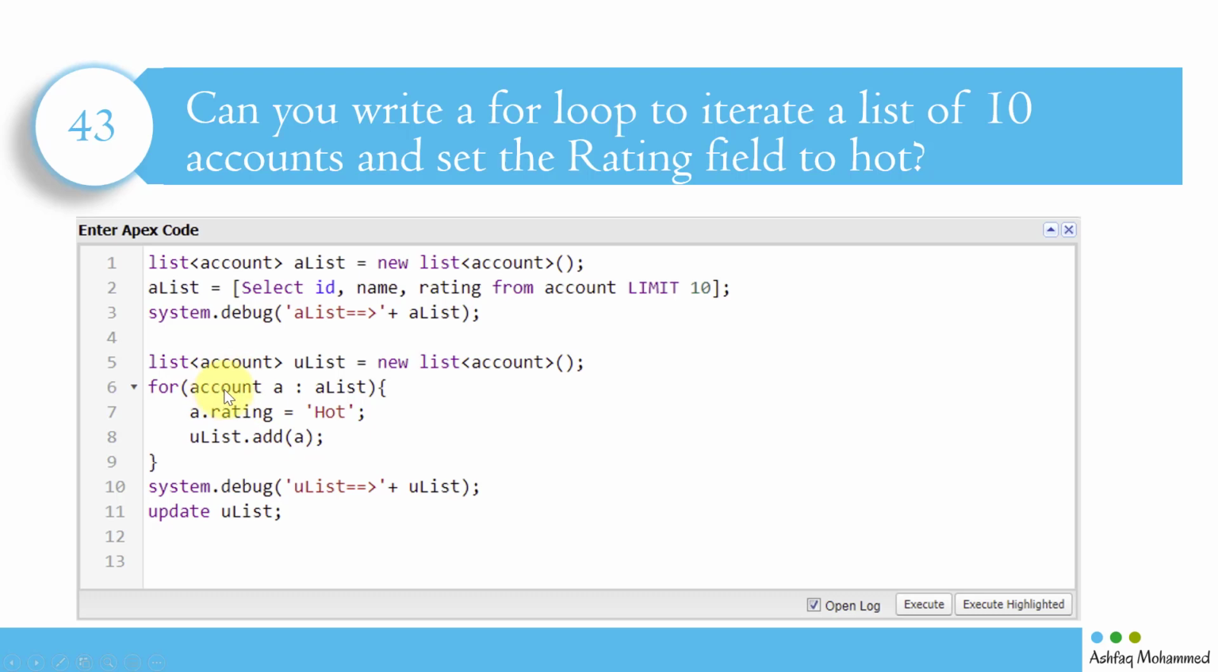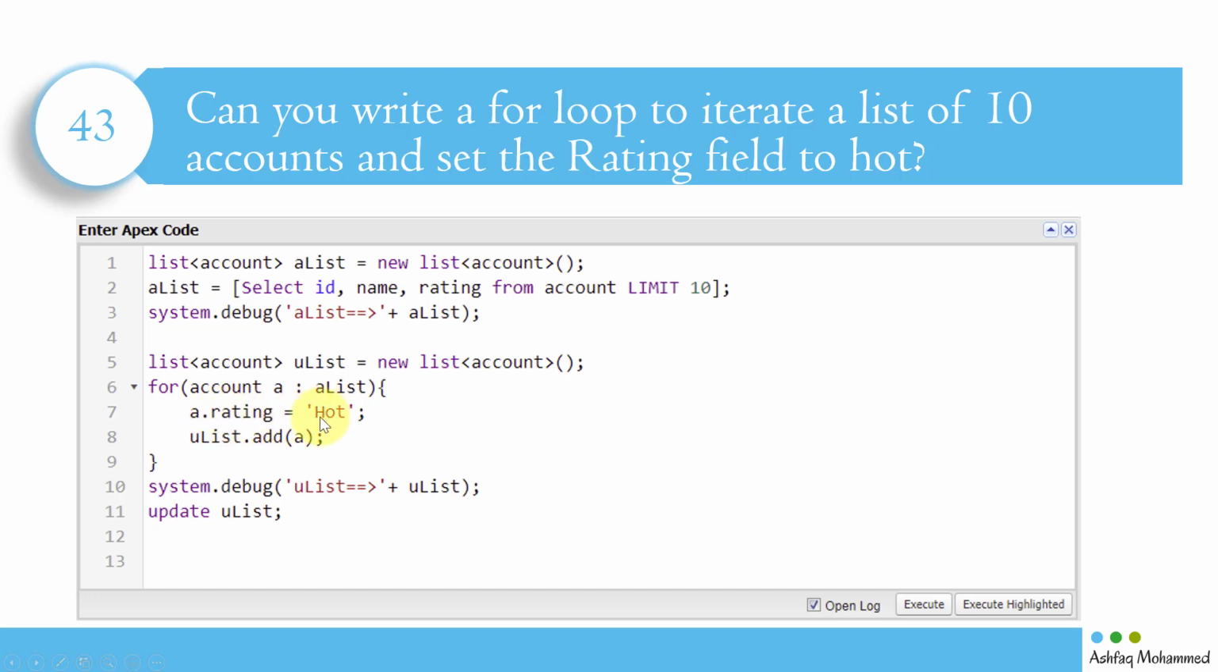Whatever this represents, okay? If this represents string, then you should start with String a, okay? If this is a list of integer, then this should be Integer i, okay? Whatever is over here, it should be similar to that, right? So because a list is of accounts, that's why I have started my for loop as for Account a colon a list, right? And then what I'm doing is a dot rating is equal to hot. So as soon as I get whatever is in a, I'm taking that a and updating the rating to hot, whether it is cold or warm.